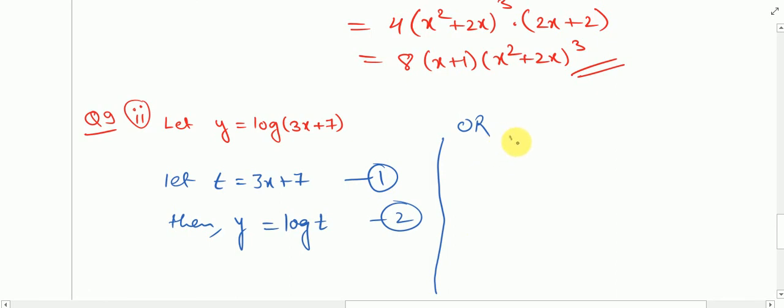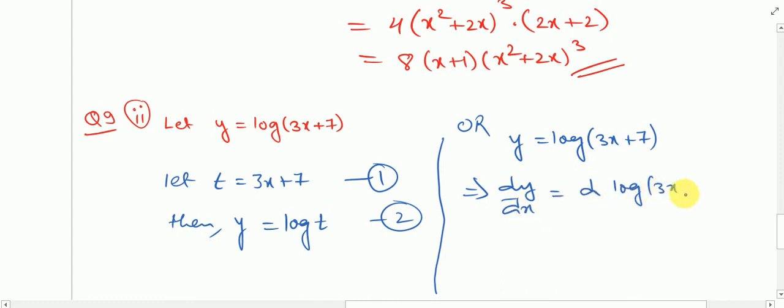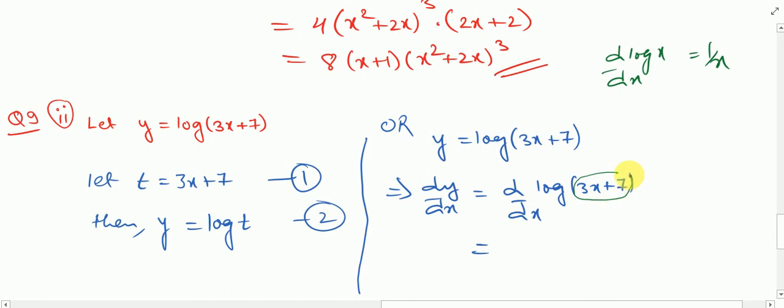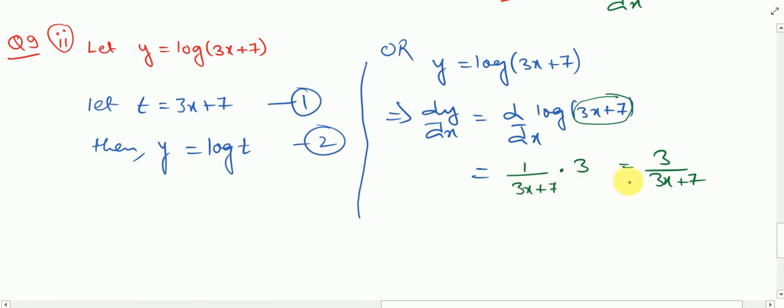Or what you can do is, straight away you write as it is given, log of 3x plus 7. So you will write dy upon dx is equal to, directly, and then you know that the differentiation of log x is 1 by x. So you think this whole thing as a single entity. In that way you will get 1 upon 3x plus 7, then multiplication, and now differentiate this 3x plus 7. When you differentiate it, you will get simply 3. So this will be 3 upon 3x plus 7. If you use chain rule also, at the end you will get this answer.